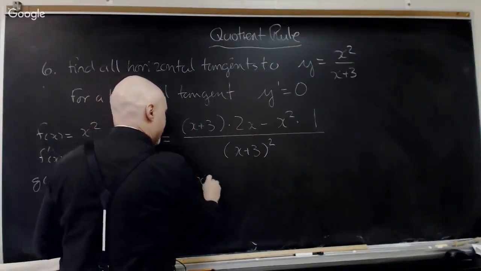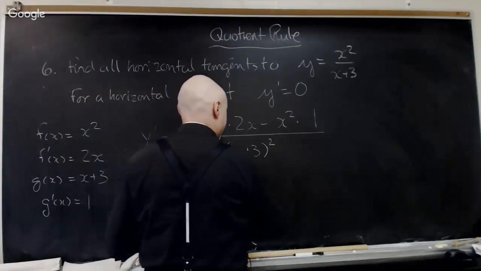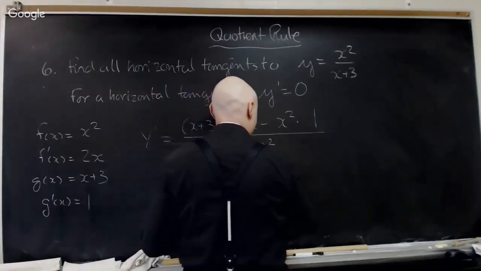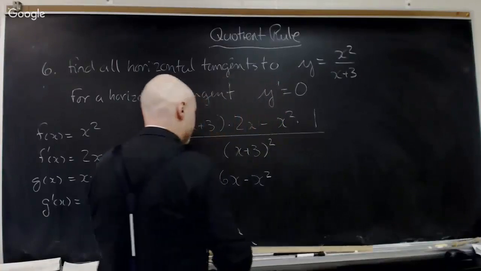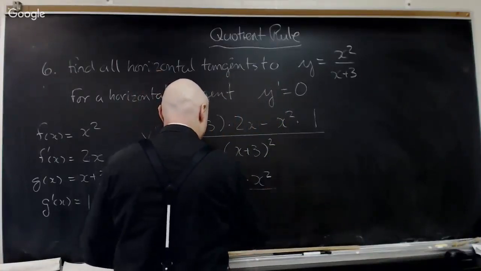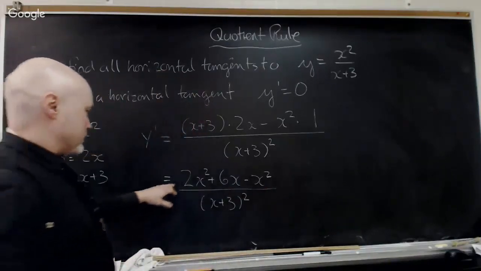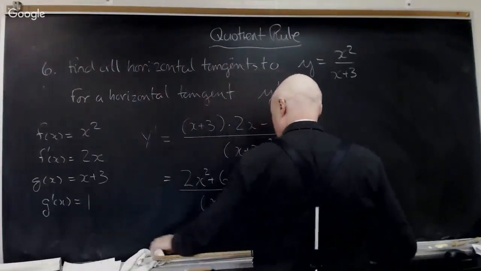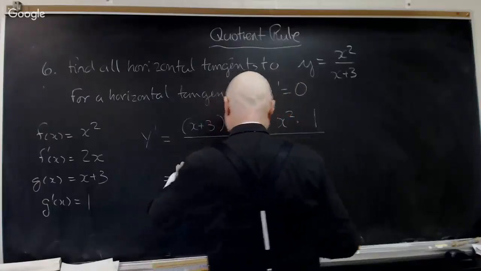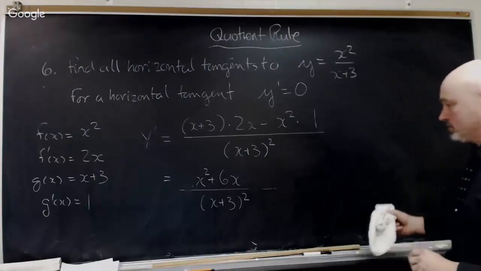Okay, let's do a little bit of expansion and simplification of the top. So that's 2x squared plus 6x minus x squared. And that's all the top. Wow, that was over faster than I thought. This is all over x plus 3 squared. And look, 2x minus x squared, I'm just going to do this. Make them both disappear. That's convenient.